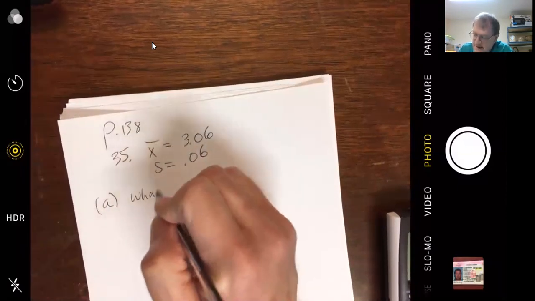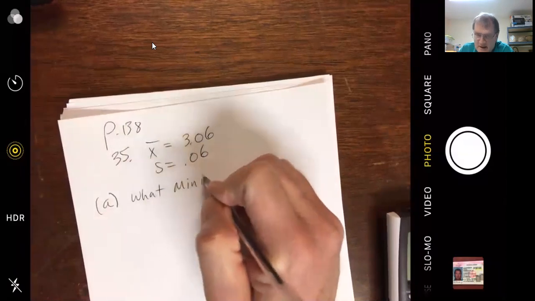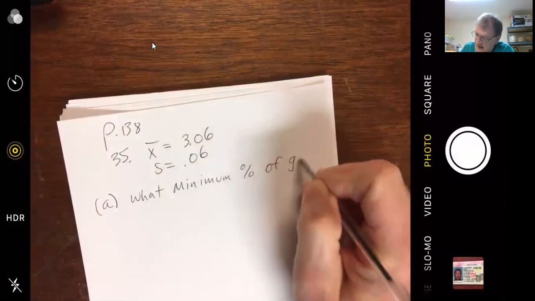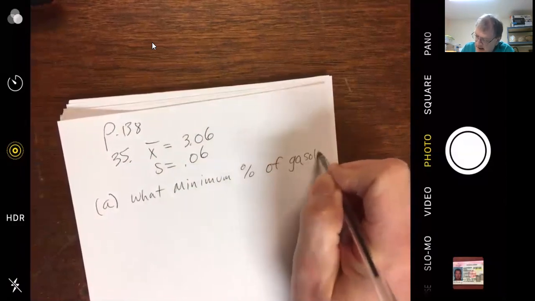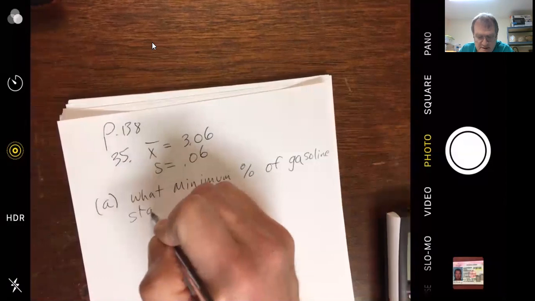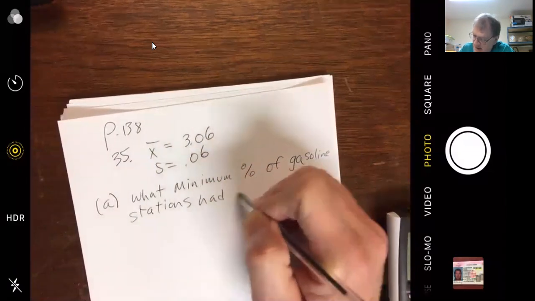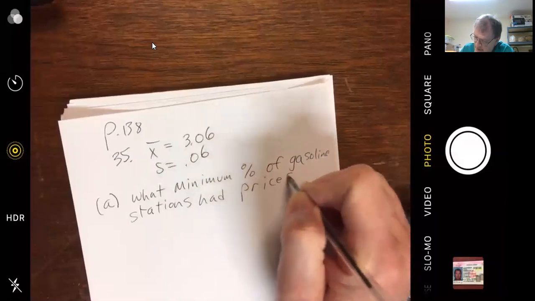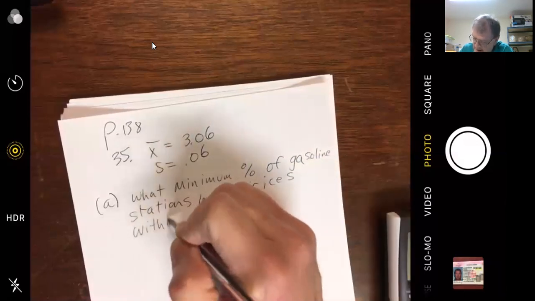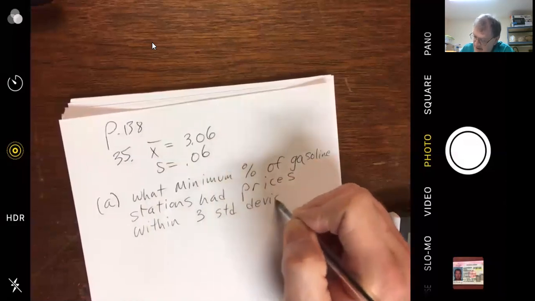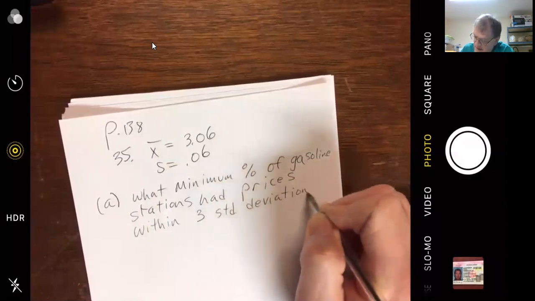What minimum percent of gasoline stations had prices within 3 standard deviations of the mean?